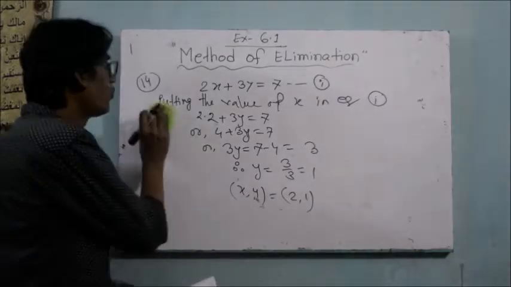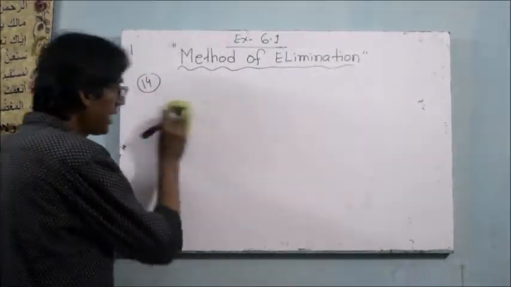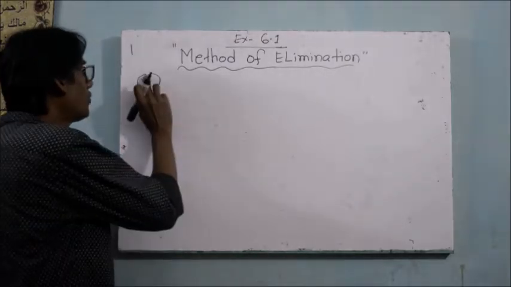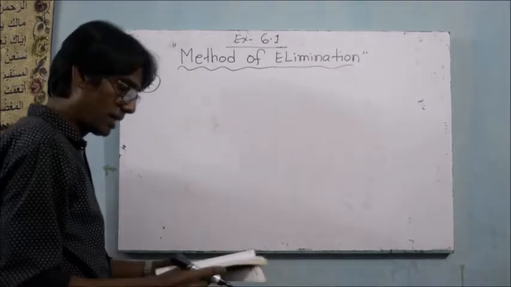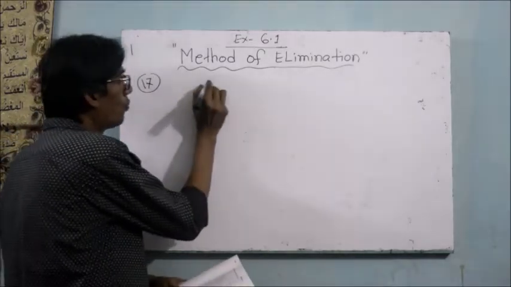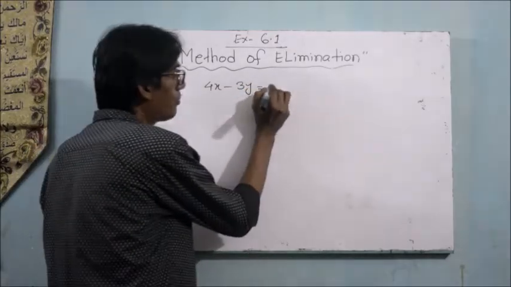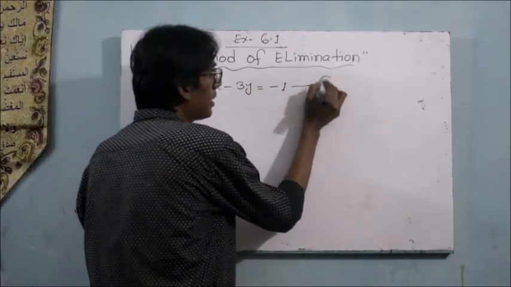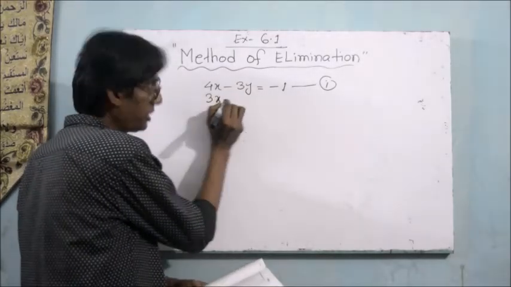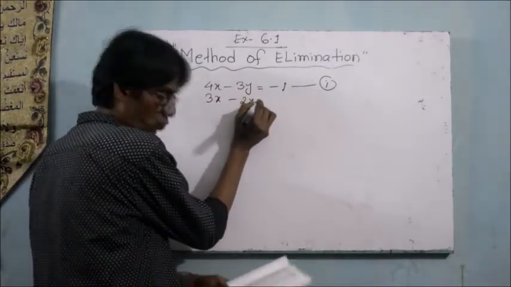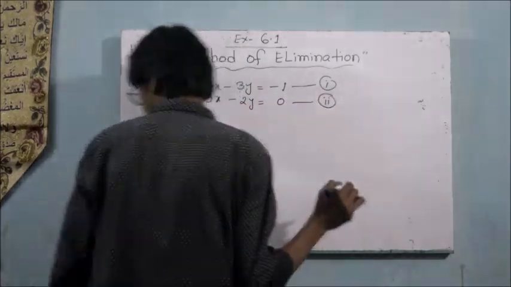I will go for math number 17, and it also has to be solved by the elimination method. So math number 17 is 4x minus 3y equal to minus 1, and the second equation is 3x minus 2y equal to 0. This is equation number 2.